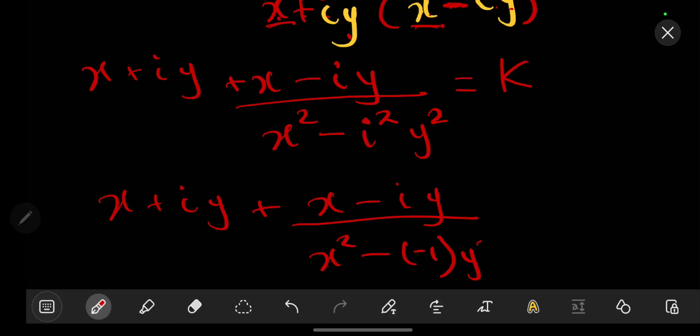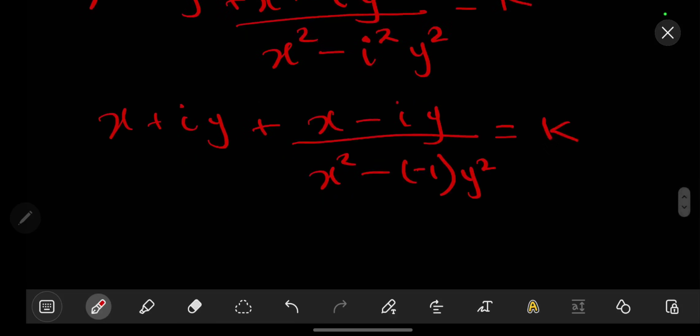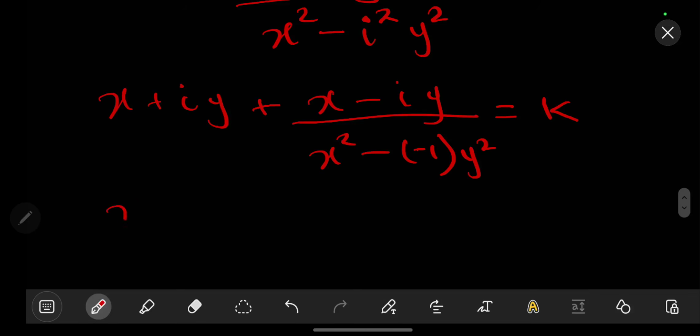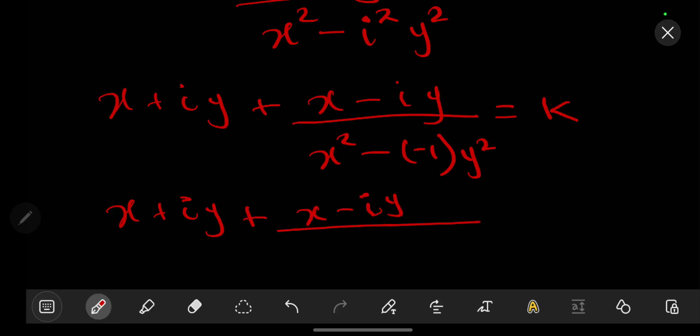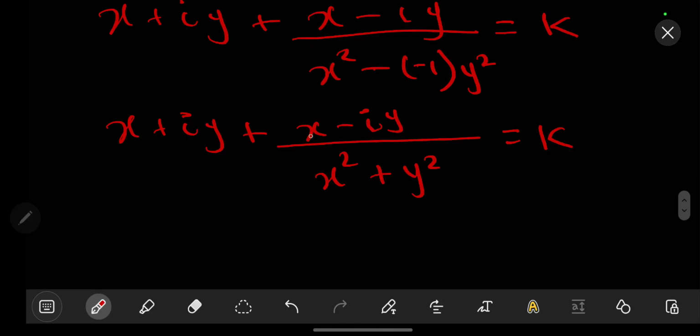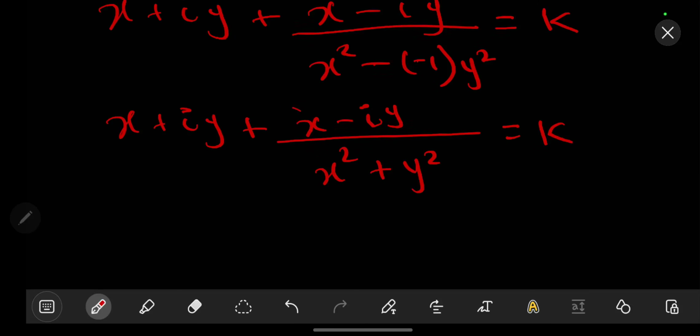Then we have y squared should be equal to our k value like that. So what we are going to get is that we have our x plus our iy, times x minus our iy, over x squared, negative times negative gives us positive, y squared should be equal to our k. From here, separate the real part with the real part, and the imaginary part with the imaginary part.